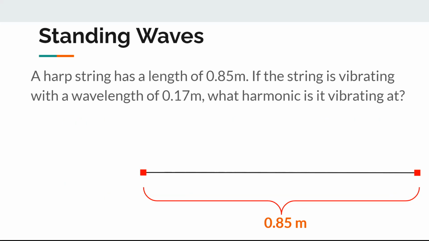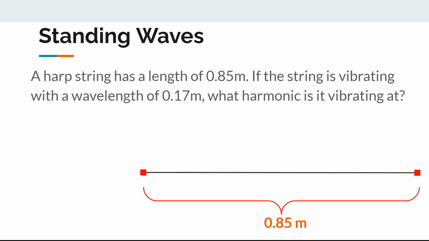So here is an example question that's similar to some of the ones in your assignment today. It's one that might give you trouble if you're not listening right now. So if I were you, I would copy this down so you can refer back to it. It says, a harp string has a length of 0.85 meters. If the string is vibrating with a wavelength of 0.17 meters, what harmonic is it vibrating at?